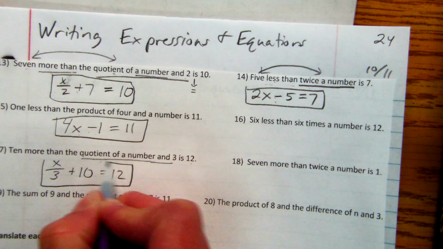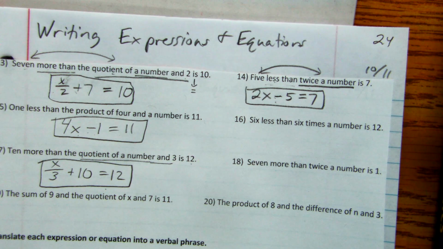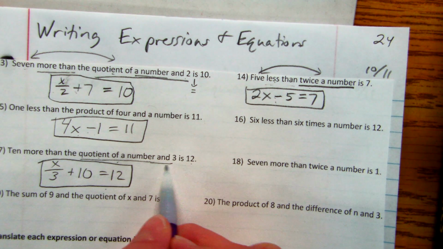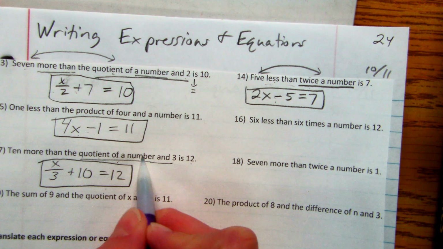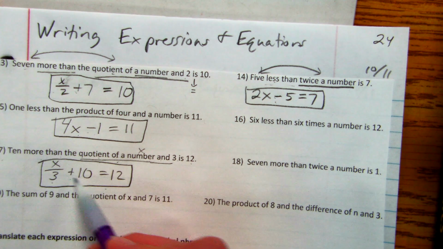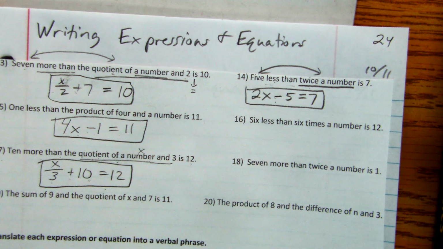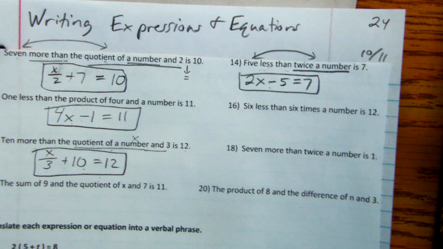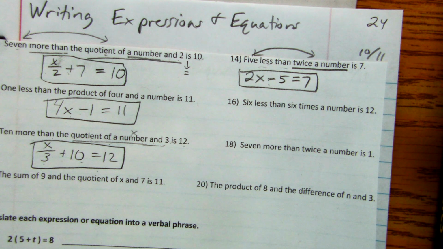I feel like a lot of times the order that we write things down gets really confusing. And so when they do the quotient, they're going to just give it to you in order. The number is x and 3, so it's x over 3. 10 more than, we add on the 10, is 12 goes over here. Okay, so I'm actually going to skip 18 and 19 just to save time, because they're very similar to the ones we just did. But I do want to look at number 20.